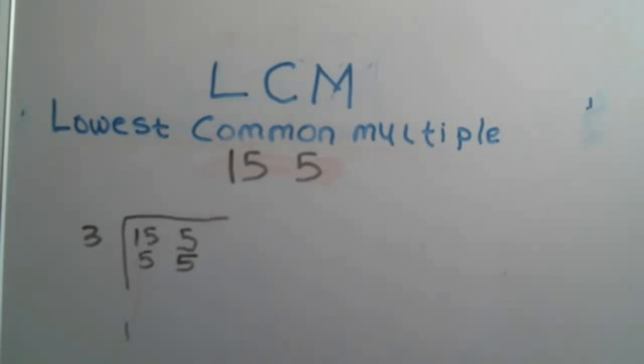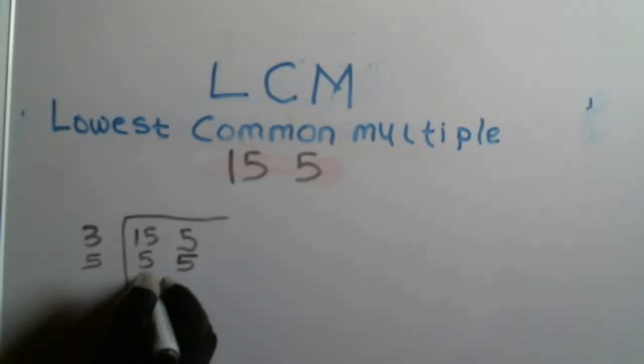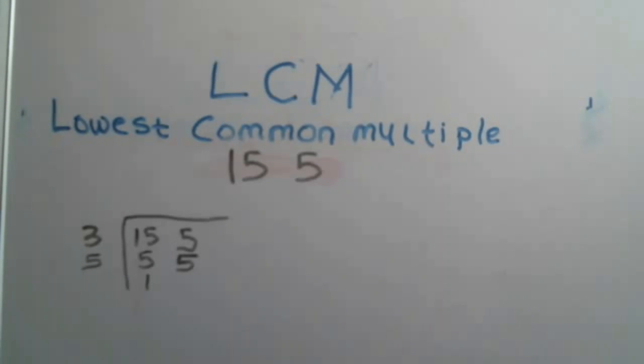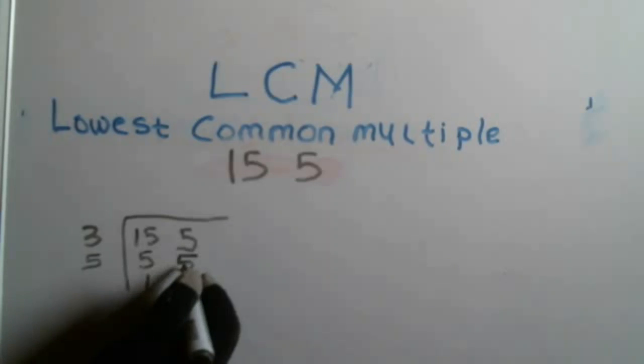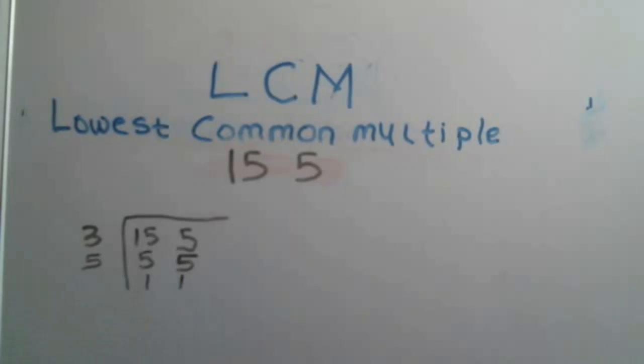So here all we need to use now is the number 5, because 5 into 5 will give us 1. That's 5 divided by 5 will give us 1. So once we get to 1 at the bottom, we have reached the end of the procedure.